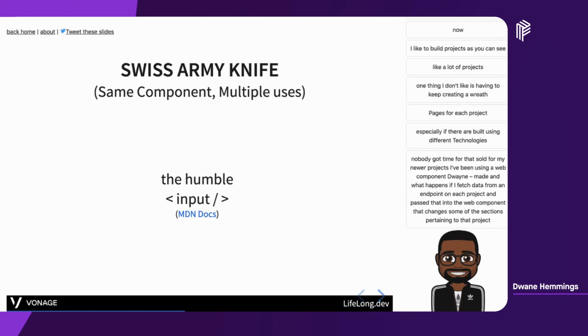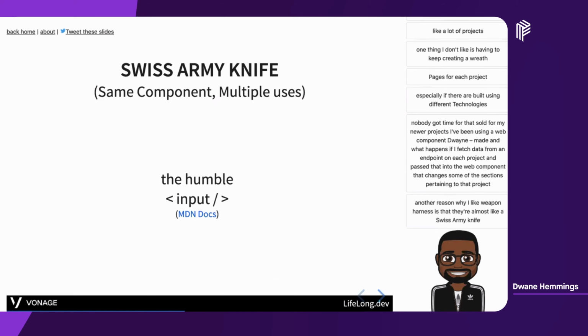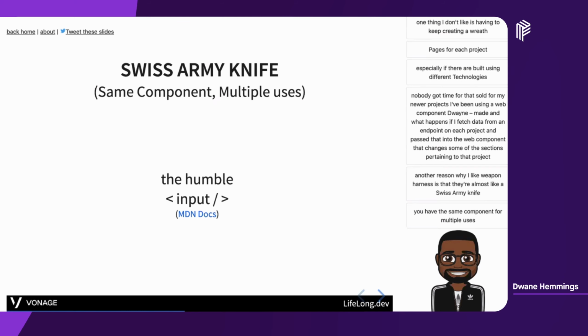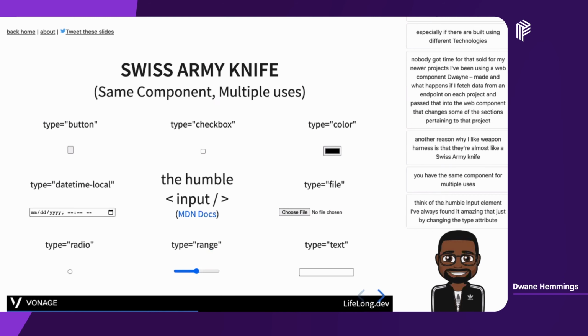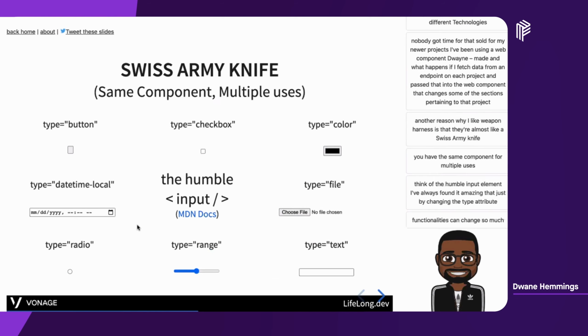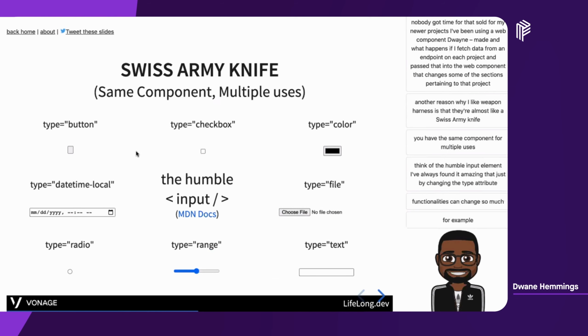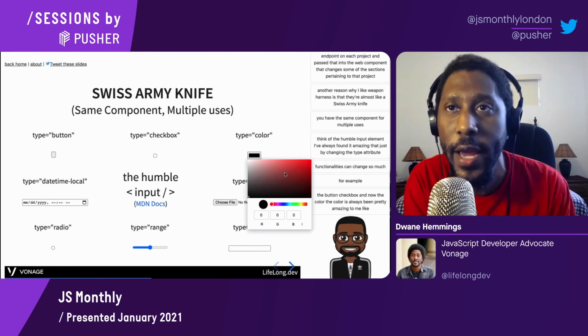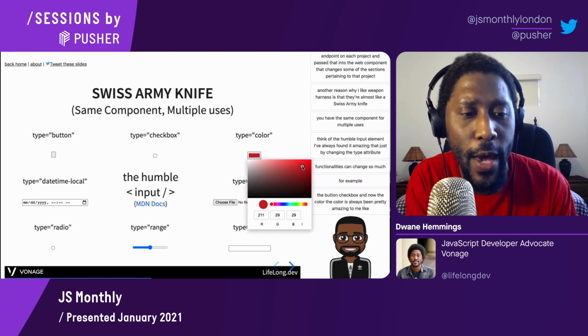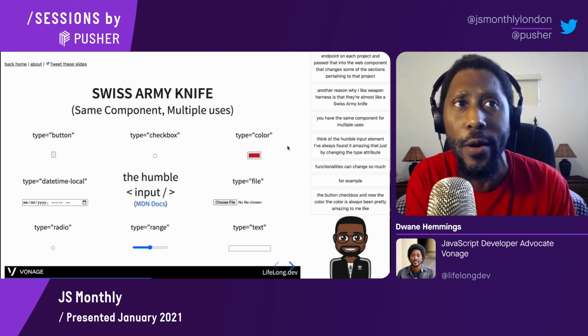Another reason why I like web components is that they're almost like the Swiss Army knife. You can have the same component for multiple uses. So think of the humble input element. I've always found it amazing that just by changing the type attribute, its functionalities can change so much. So for example, we have the button, checkbox, and now the color. The color has always been pretty amazing to me. Like just changing that to color, and you have a color picker.